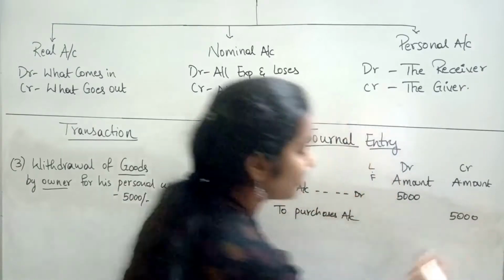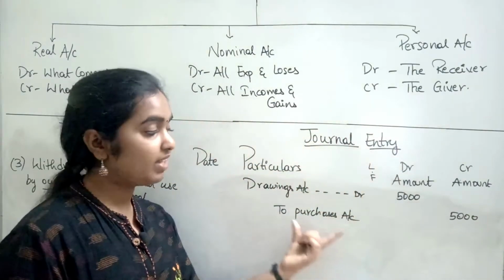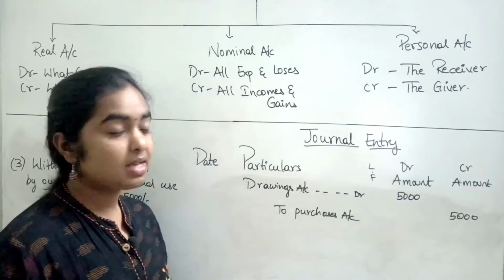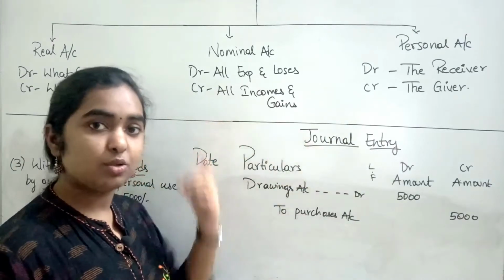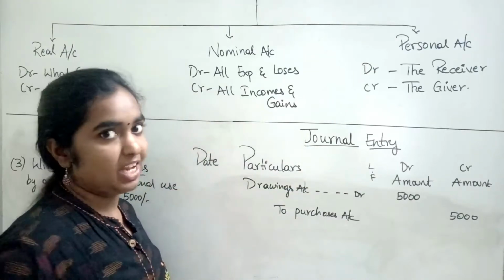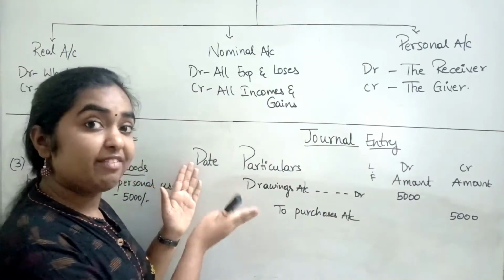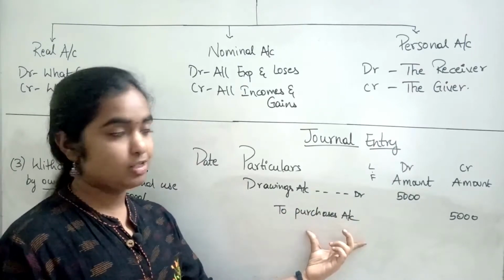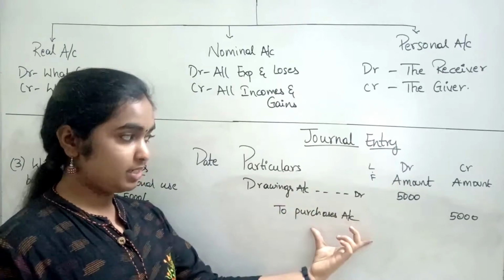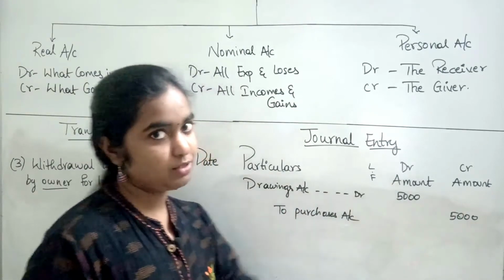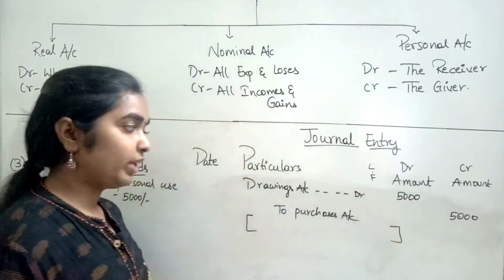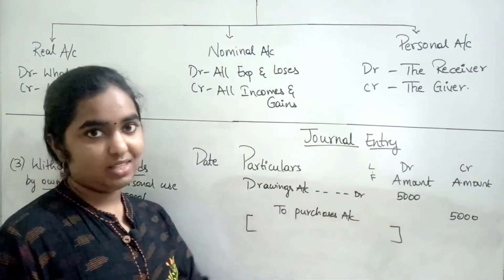5,000 rupees. So here simply what we are doing is we are reducing the purchases account balance, because what might have happened is previously when we purchased the goods, the entry would be purchases to cash, right? So we debited the purchases account at that time, and now we are crediting the purchases account. So we are simply reducing the purchases account by 5,000 rupees. And again the narration is like, owner has taken goods worth 5,000 rupees.